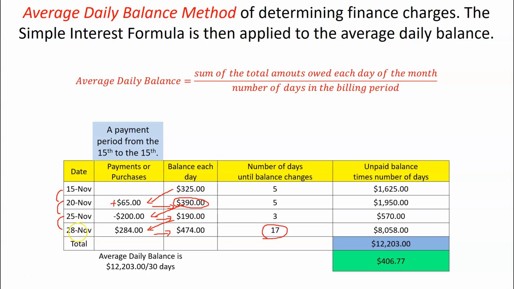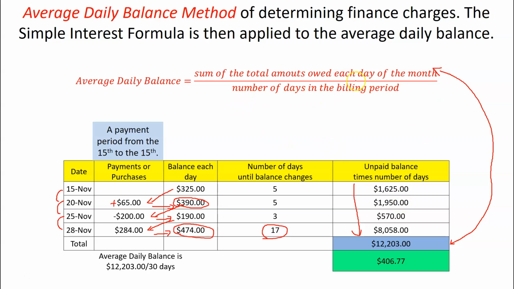Okay, so from the 28th of November until the 15th of December, that's where I'm coming up with my 17 days. So for 17 days, it sat at this amount right here. So I multiply, I get that. Then I just add all of this stuff together to get my total, which is the top part of this fraction right there. Okay, so that's the part that I put right up here.